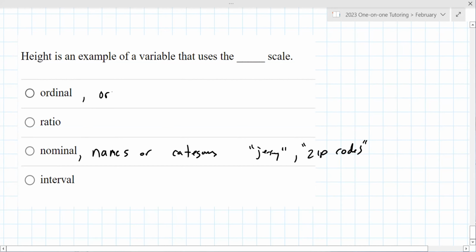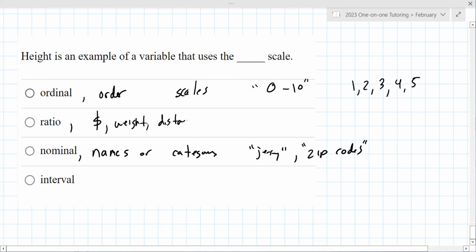Ordinal has got to have a certain order to it. So you might be leaning towards height on that one, but ordinal is typically used for scales, like the how are you feeling today scale, from 0 to 10. You know, agree, disagree, somewhat agree, that type. There's a natural ordering to it. And then ratio is the most common one. That's the things that we use all the time, like money, weight, distance, things like that. Interval, the one big one that's interval is temperature.